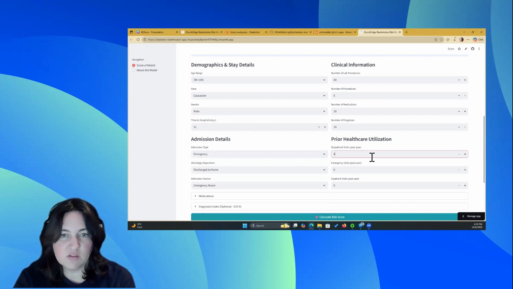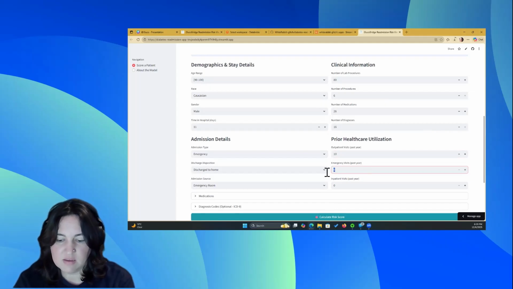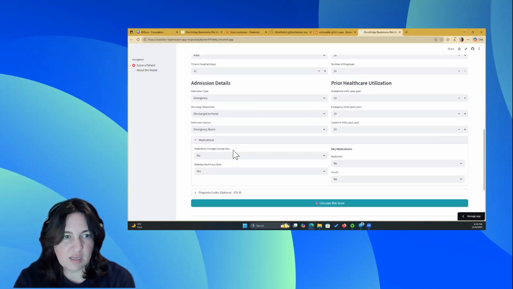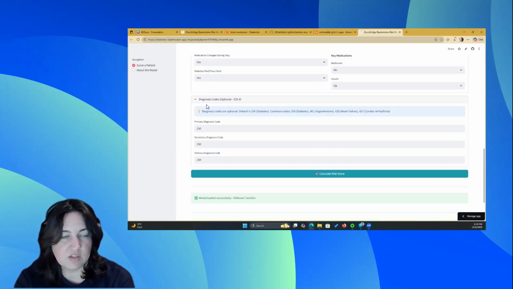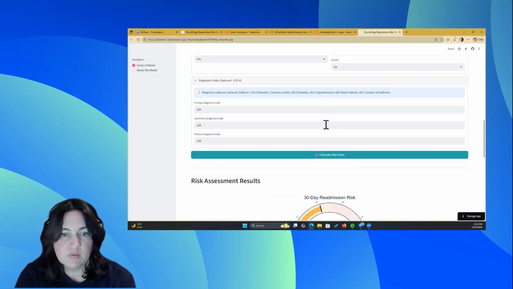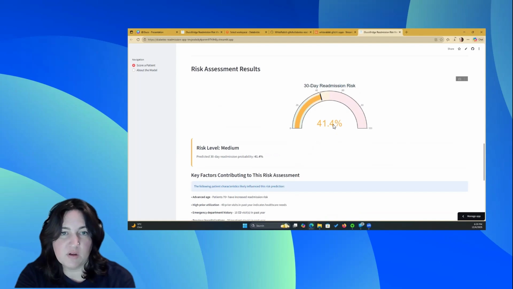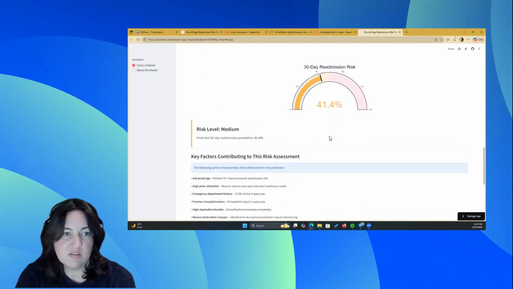And they came as an emergency, and they've had quite a few visits in the past year. Their medications changed while they were staying at the hospital, and their insulin had to go up. This section is for diagnosis codes. These right here, 250 is the diabetes code. This particular patient has a 41% 30-day readmission risk.